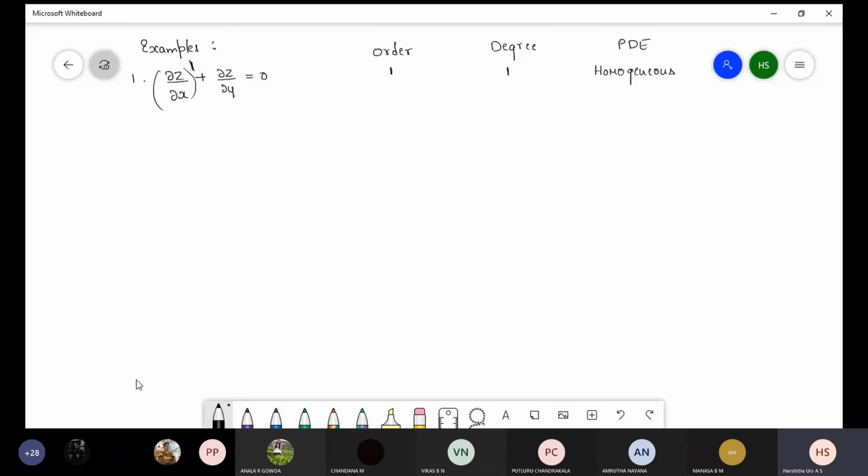Next, second one, dou square z divided by dou x into dou y is equal to x into y. Which order?